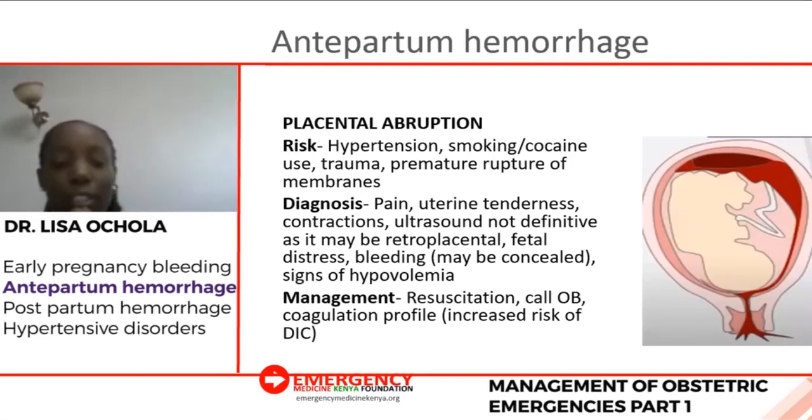You'd also find fetal distress. You'd also find signs of hypovolemia in the mother just because the bleeding can be concealed. So it's not necessarily the case that the vaginal bleeding matches the bleeding that has already been going on.